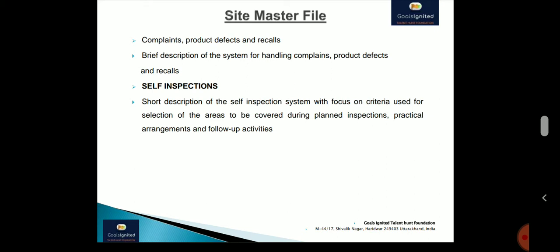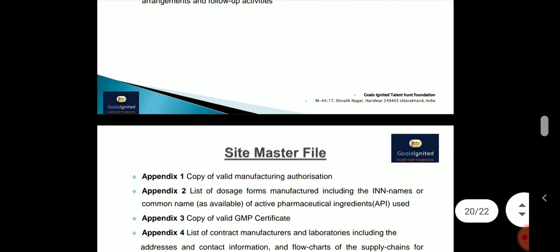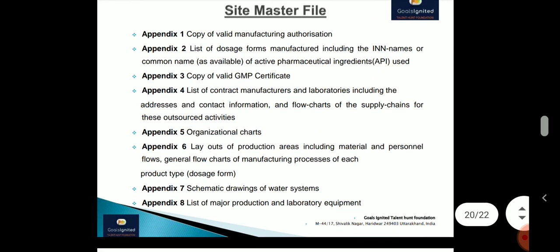and then puts it into the top management's purview. Then these are the appendices generally enclosed with the site master file: a copy of the valid manufacturing authorization, and the list of the dosage forms manufactured including the INN names of the products and everything. Then a copy of the valid GMP certificate, then the list of contract manufacturers and laboratories including the address and contact information, and flow charts of the supply chains for these outsourced activities.